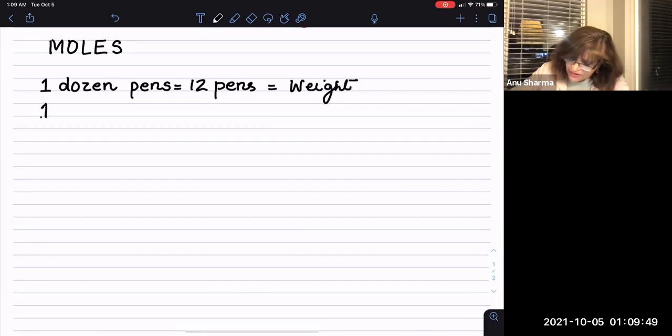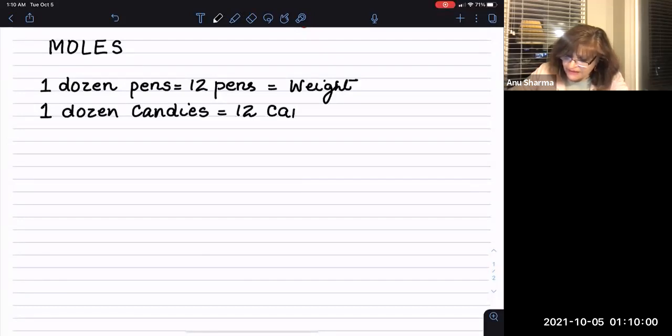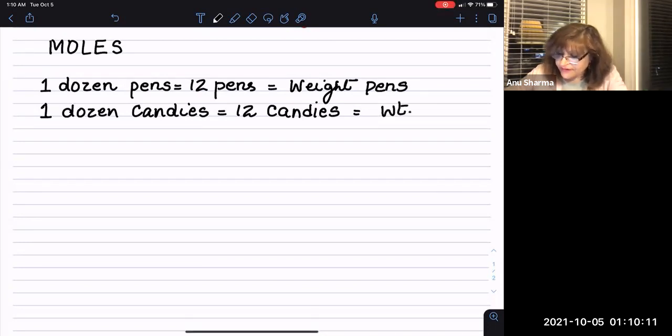Next, let's look at 1 dozen candies. Once again, 1 dozen candies is going to be 12 candies, and these 12 candies will have a weight of the candies. So the weight of the pens and the weight of the candies is different. The weight of the candies could be more or less, depending on the size. So again, there is a difference in the weight, but something is the same, and that is the number, the amount. This unit is the same, which is 1 dozen.